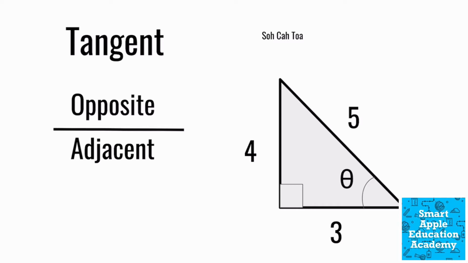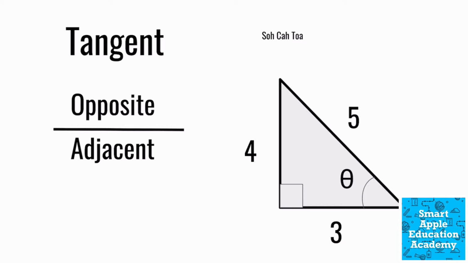Now let's look at the right triangle on the right side of the screen. There is a leg that is 4 units long, there is another leg that is 3 units long, and there is a hypotenuse that is 5 units long. There is also an angle marked with theta. The symbol of theta represents the measure of the angle. Now let's find the tangent of theta.